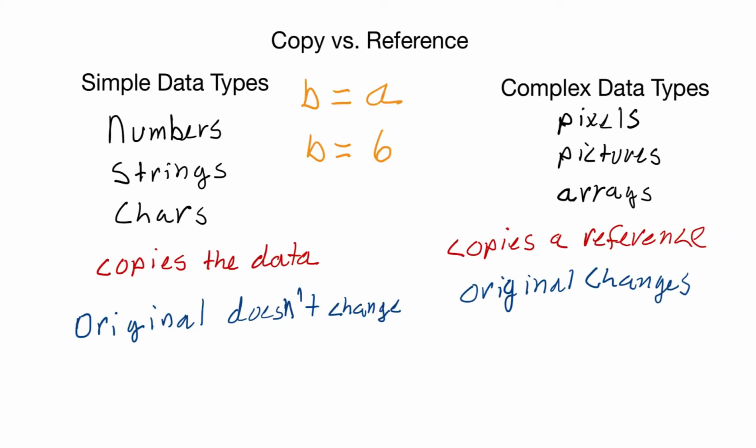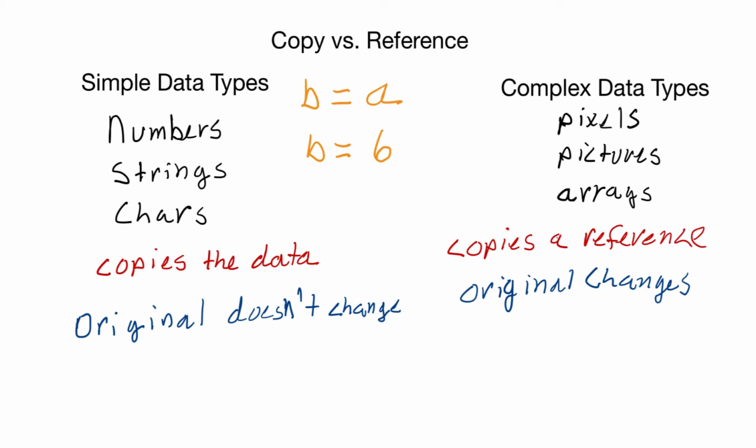So in summary, for simple data types like numbers, strings, and characters, when you assign your data a new name, it copies the data. So when you change the data using the new name, it doesn't change the original. So by assigning B to a new value, A is left alone. But for complex data types like pixels, pictures, and arrays, when you assign your data a new name, it copies a reference or something that points to your data. So if you change the data using your new name, you will change the original.